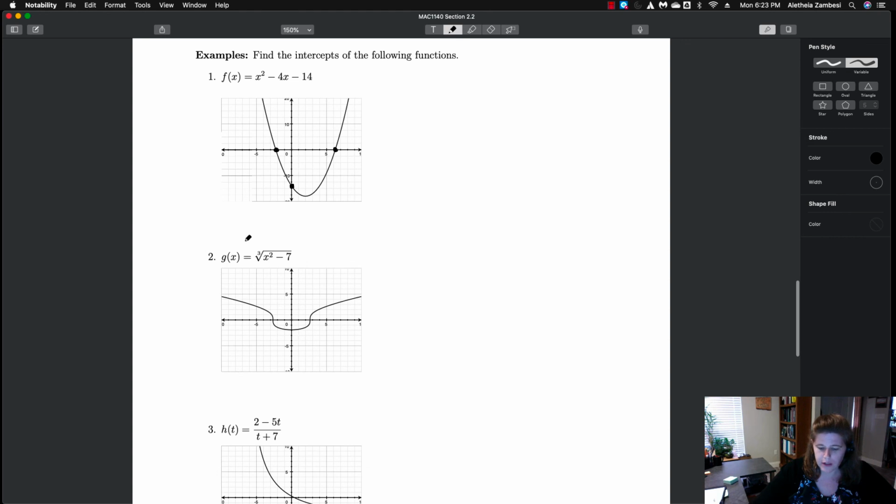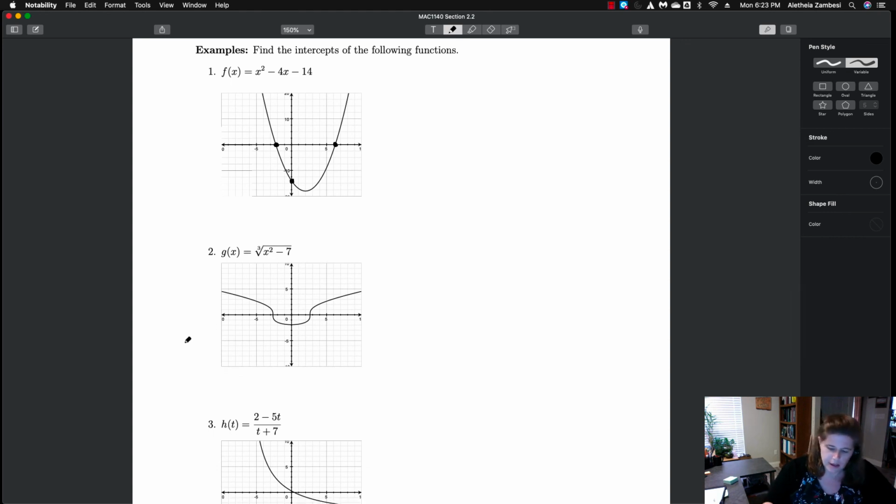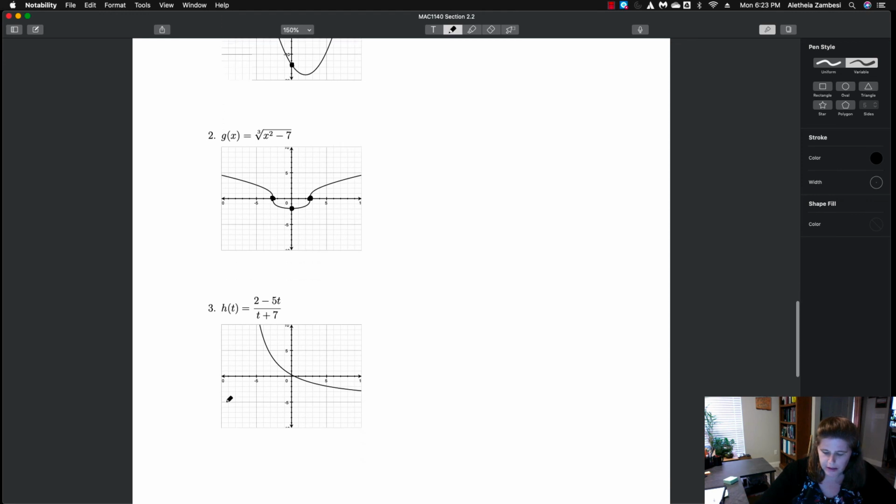Now this function is a cubic function, but the x value is squared inside. You see that it has 3 separate intercept points. 2 of them are zeros, 1 is a y-intercept. You can estimate these points if you are looking at them. This one also only has 1, so 1, 0 here.